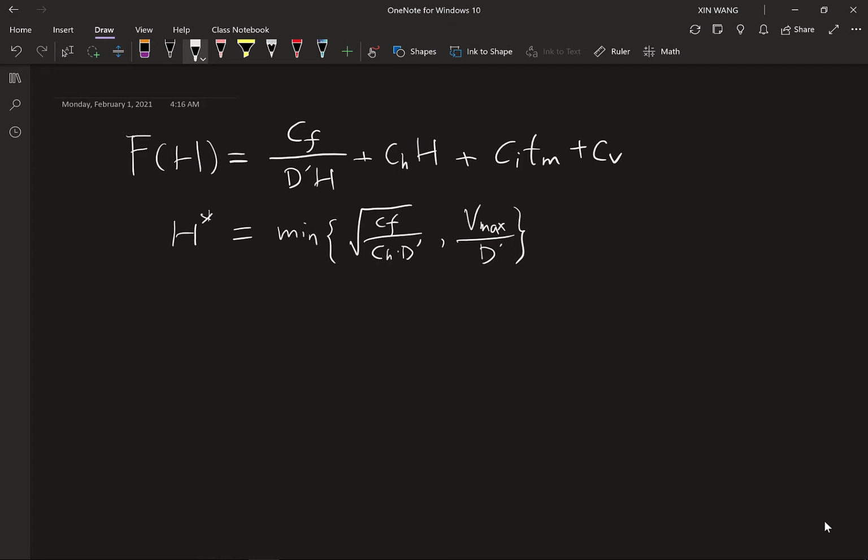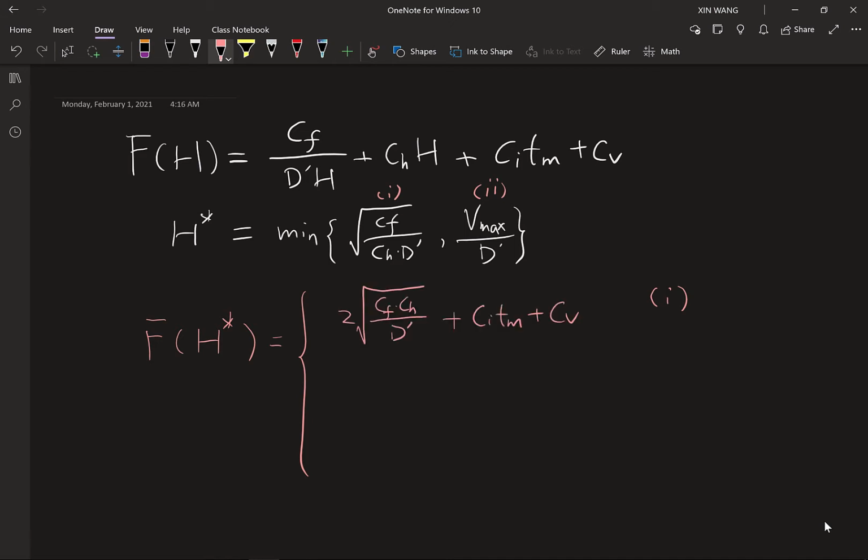Given the optimum solution of headway, we can calculate the optimum total cost under the optimum solution. So for case 1, we plug in the expression of the optimum headway. Then we can get, for the second case, a similar expression.